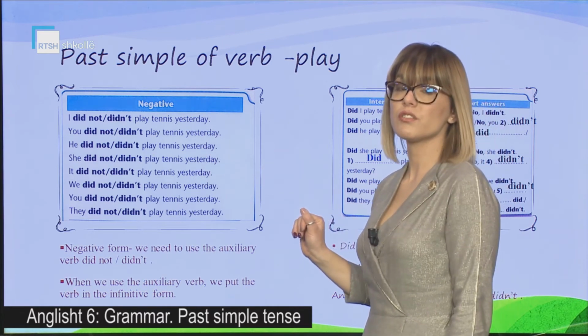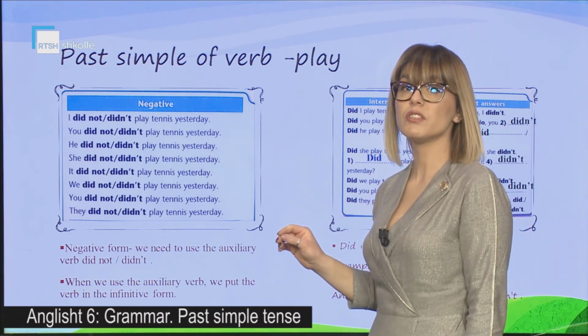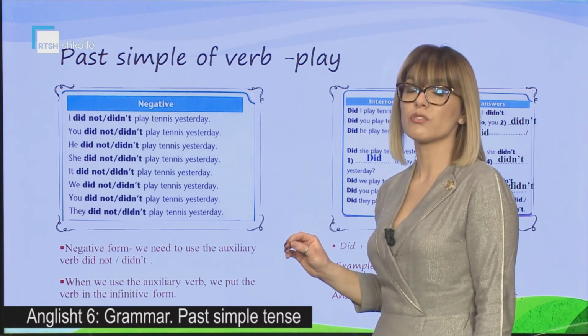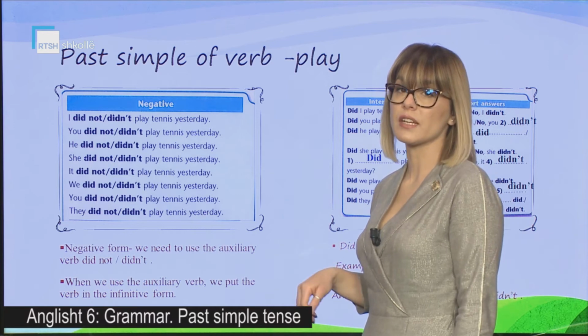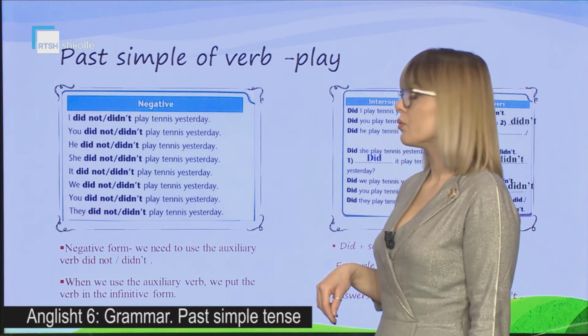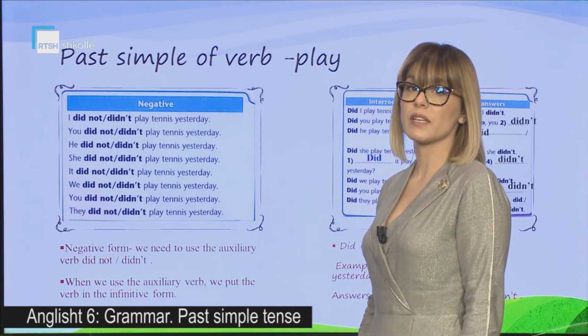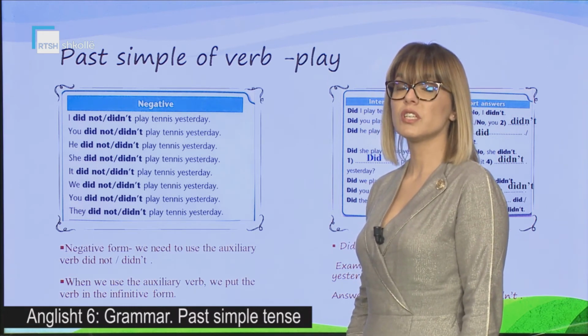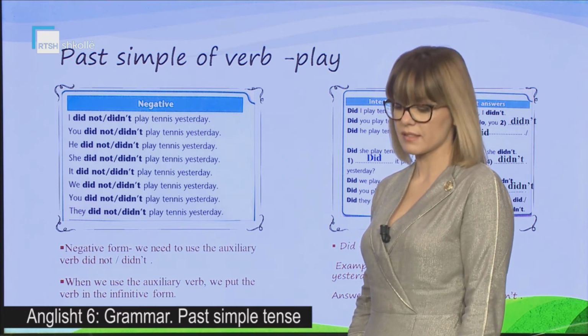He, she, it did not or didn't play tennis yesterday. We did not or didn't play tennis yesterday. You did not, didn't play tennis yesterday. They did not or didn't play tennis yesterday.